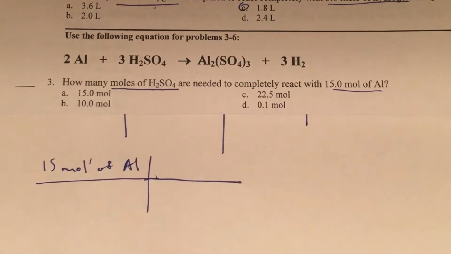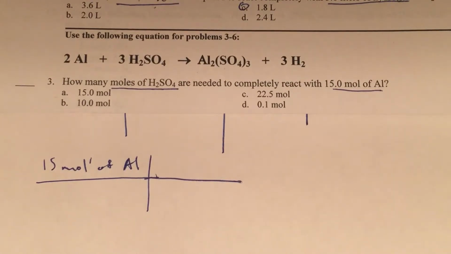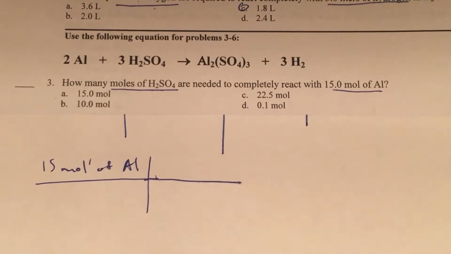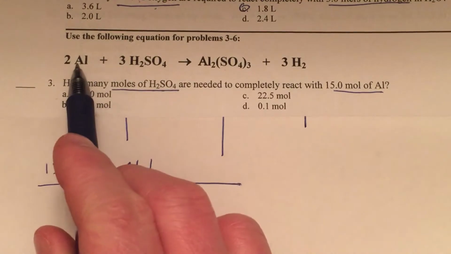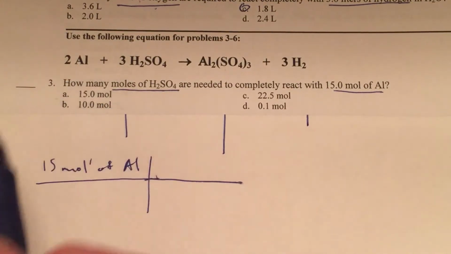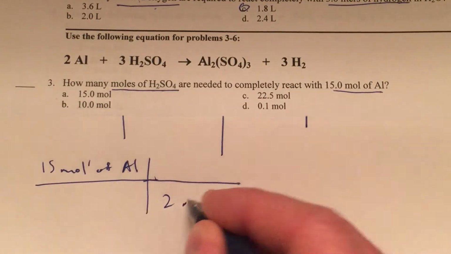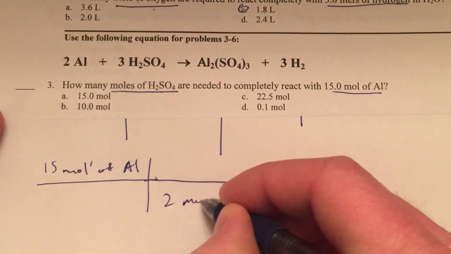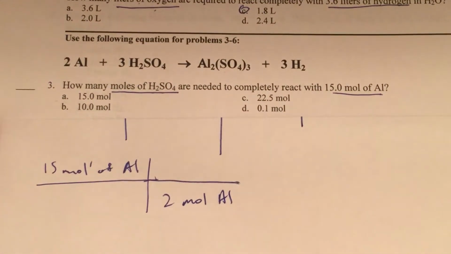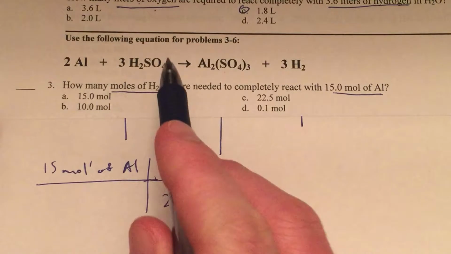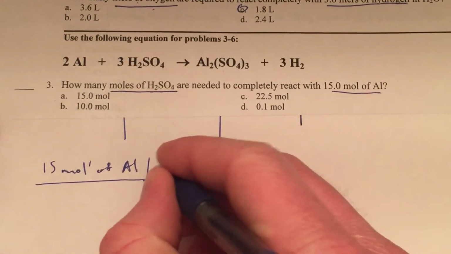So 15 moles of Al, and then it asks, because we're just going moles to moles, all we have to do is set up a mole ratio. So if I look at the problem, I have 2 moles of Al because of the coefficient here. So 2 moles of Al, and then H2SO4, I have 3 of those.